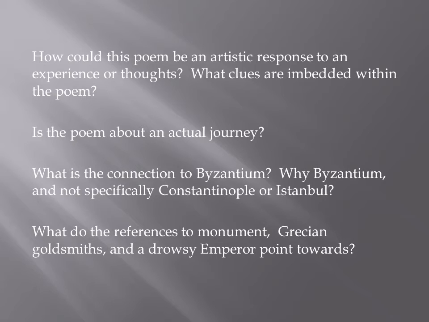We also spoke about the references to the monuments, the Grecian goldsmiths, and the drowsy emperor. We see an encapsulation of how Constantinople grew over time and then eventually fell and became Istanbul, renamed after it fell to the Islamic warriors.